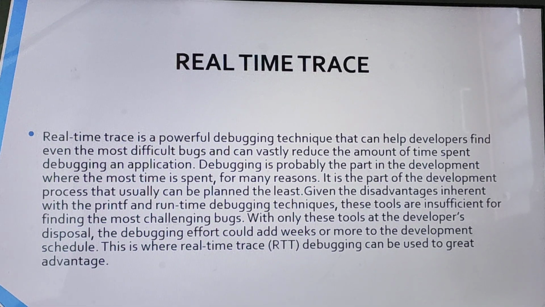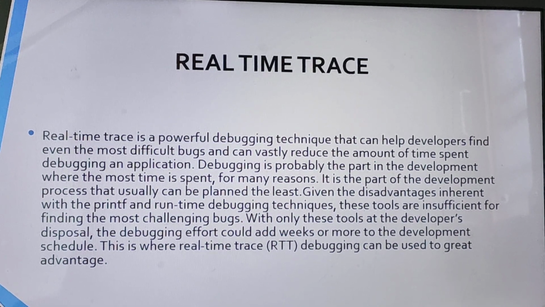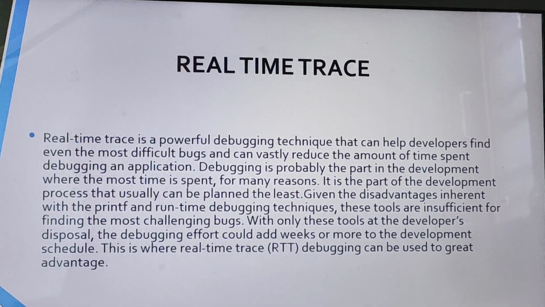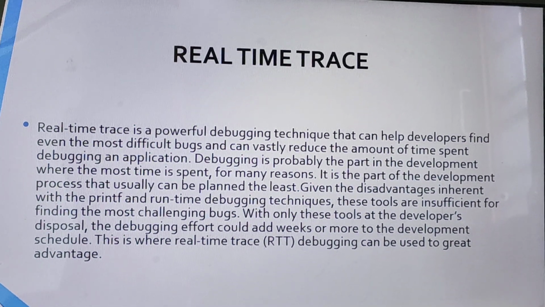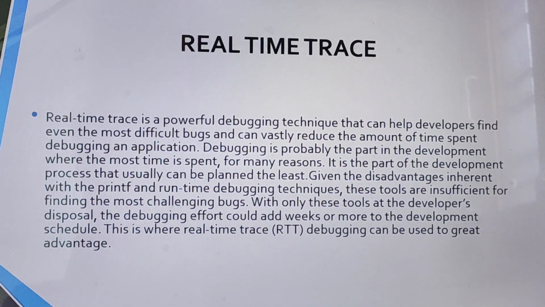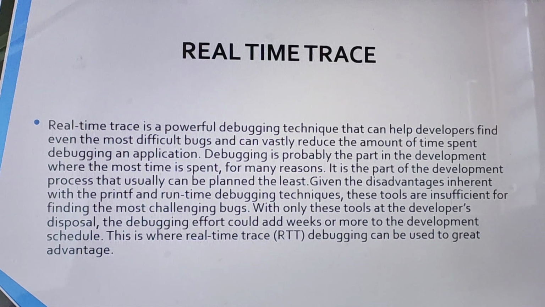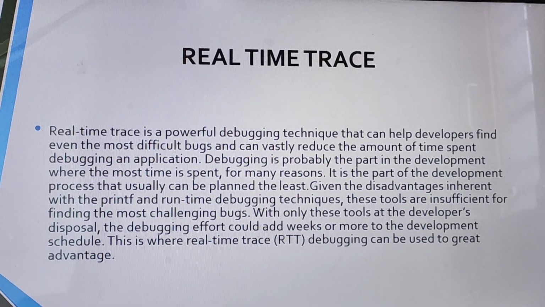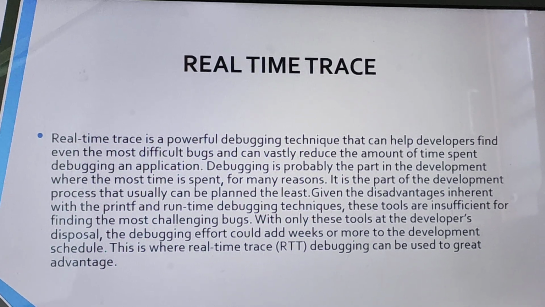Real-time trace is a more powerful technique that can help developers find the most difficult bugs and can vastly reduce the amount of time spent debugging an application. When they are checking an application, RTT may very quickly show the bugs, whether big or small, vast or small. It clearly finds the bugs in an application, and also it reduces the time.